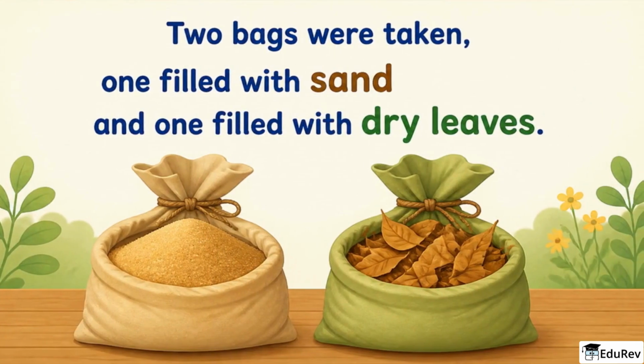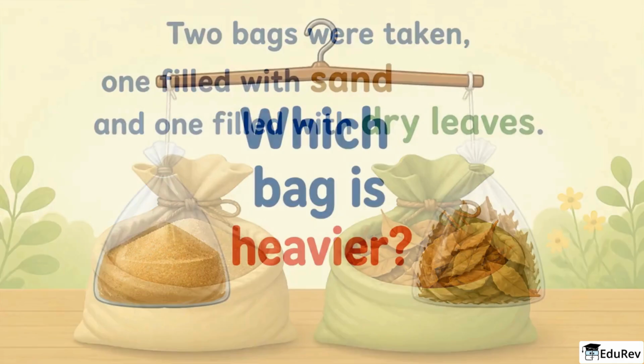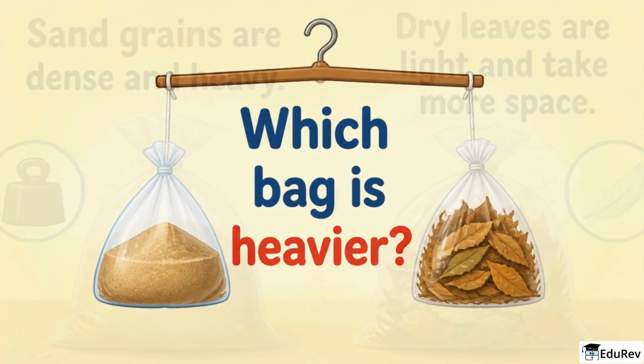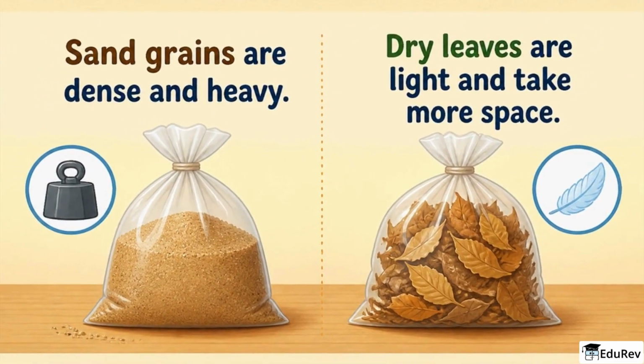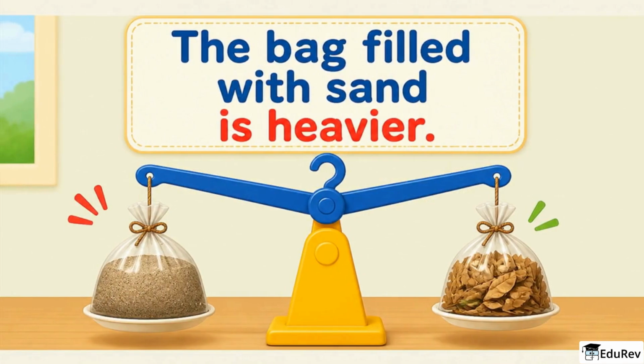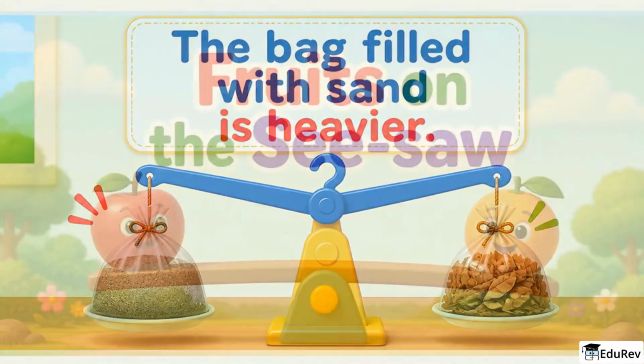Sand and leaves activity. 2 bags were taken. One filled with sand and one filled with dry leaves. Question: which bag is heavier? Sand grains are dense and heavy. Dry leaves are light and take more space. The bag filled with sand is heavier.